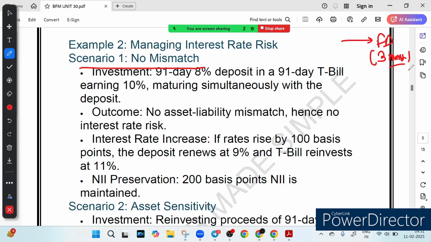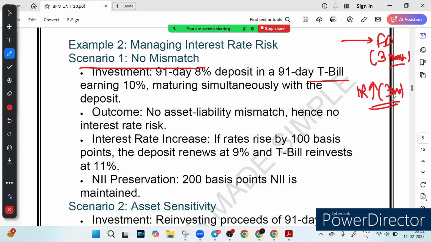So you are saving money in an FD and investing in something that matures at the same time, like a government bill. You can say the investment is done in a T-bill. Treasury bill, you might have heard about it, right? So suppose the interest rate rises after 3 months. Your FD and investment will renew.